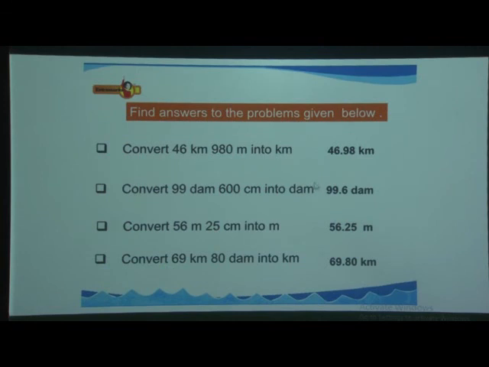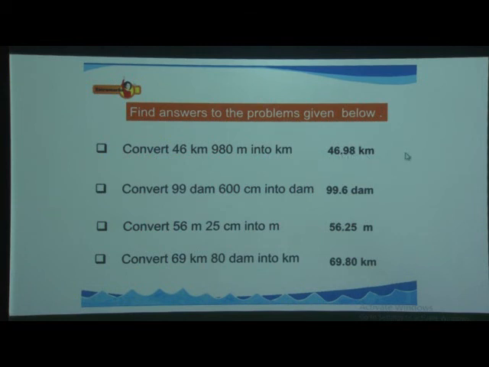Now we will find the answers to some given questions. Convert 46 kilometer 980 meter into kilometer. They have told us into kilometer, which means here we have a smaller unit, that is meter. Meter should be converted into kilometer, then only we can add. When the two units are similar, then only we can do the addition. To convert a smaller unit to the larger unit, that is kilometer, we have to go for division by 1000. So what will be the answer?